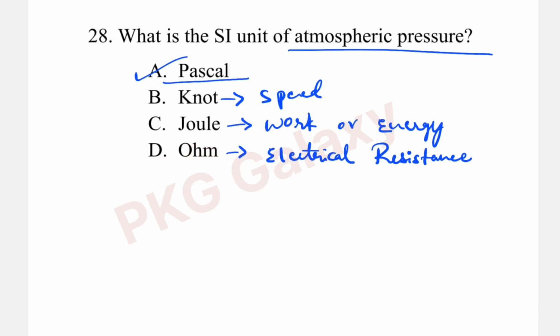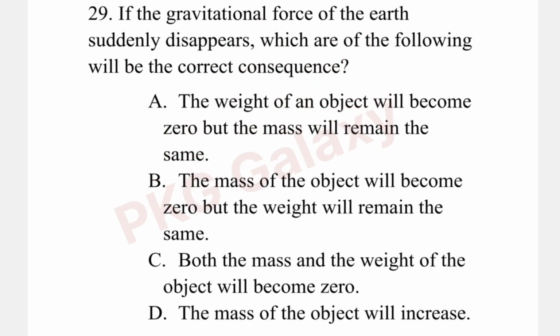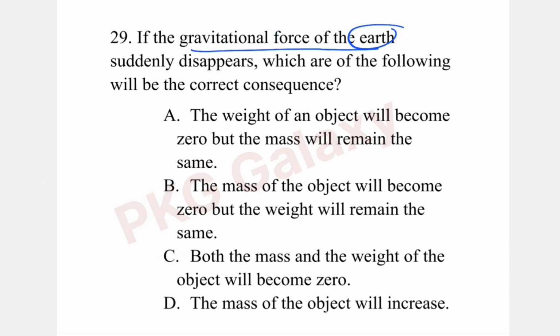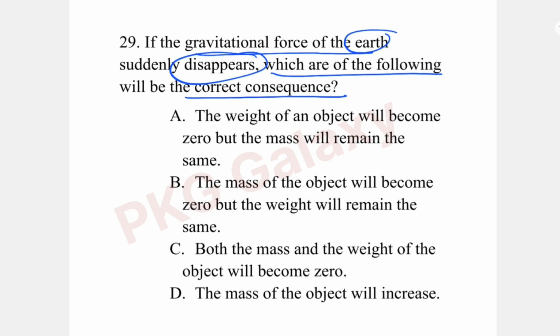Okay, we'll go for the next question. If the gravitational force of the earth suddenly disappears, which of the following will be the correct consequence? The answer for this question, option A. The weight of an object will become 0, but the mass will remain the same.